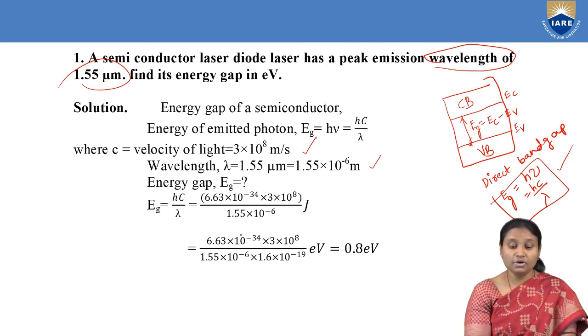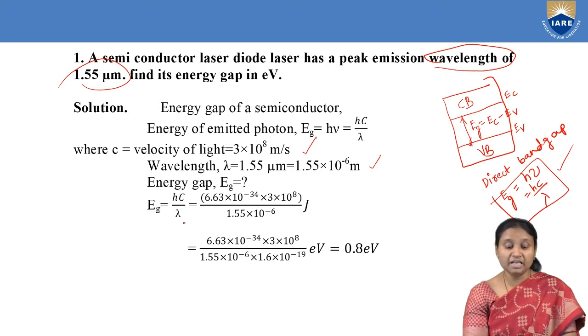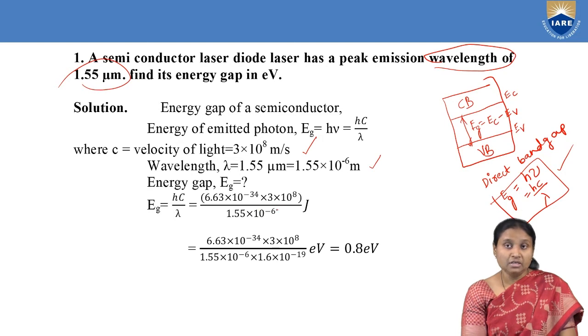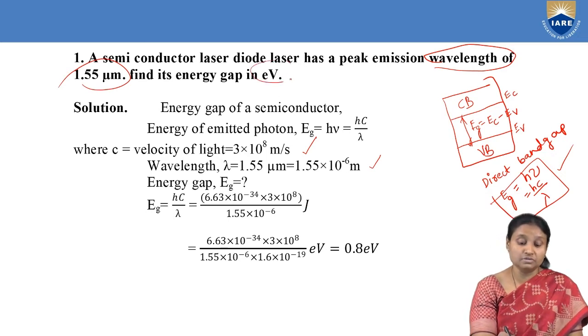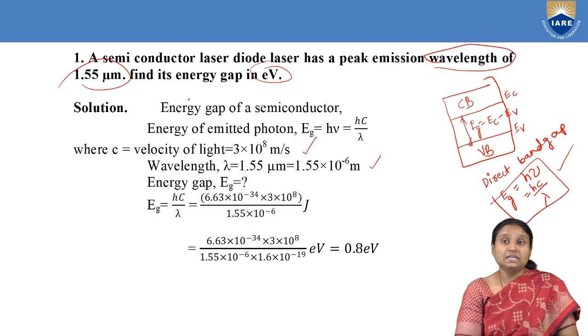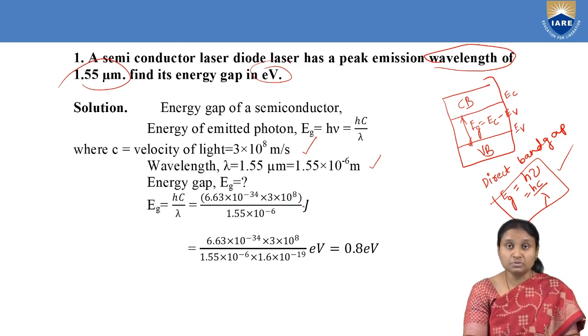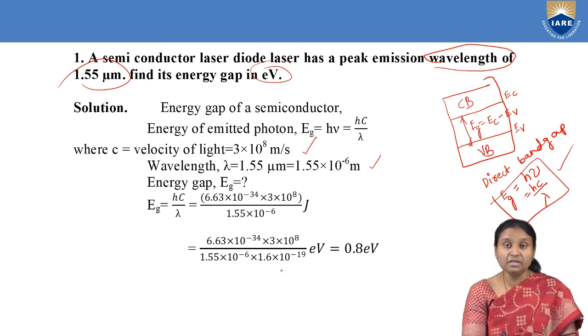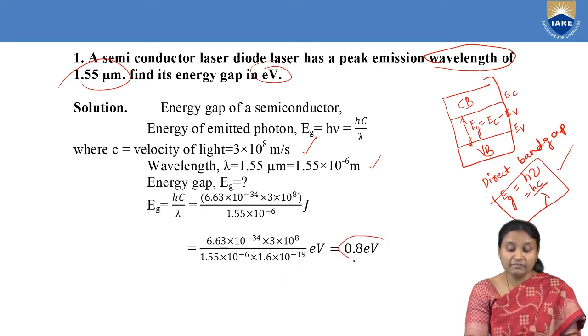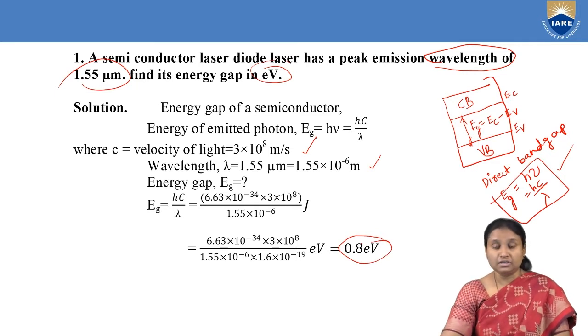To find Eg, hc by lambda, I substitute h as 6.6 into 10 to the power of minus 34, into 3 into 10 to the power of 8 meters per second, divided by lambda. If we substitute all these values, we get the band gap in joules. But here it was asked to get the energy gap in electron volts, so we divide this total value in joules by 1.6 into 10 to the power of minus 19. Then our band gap value comes out to be 0.8 electron volts.